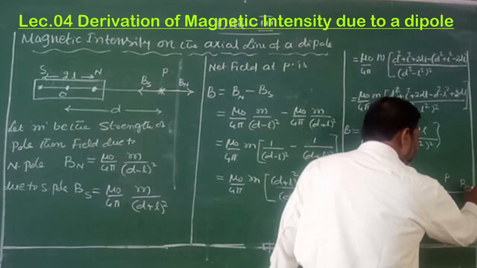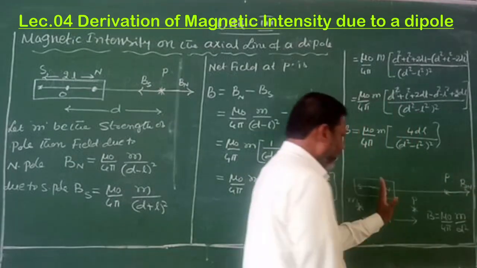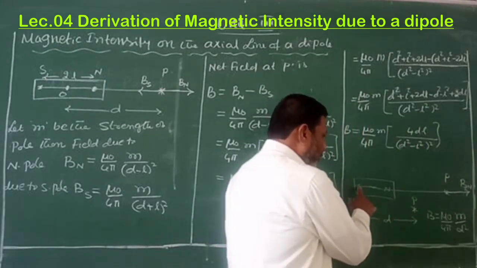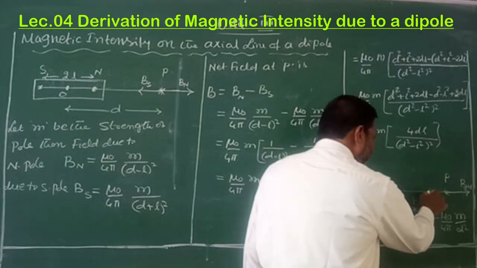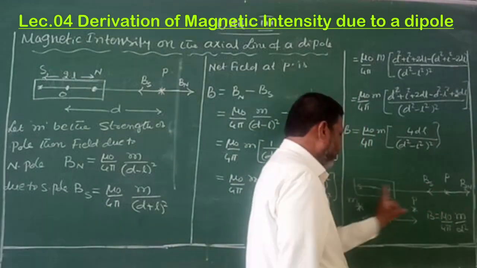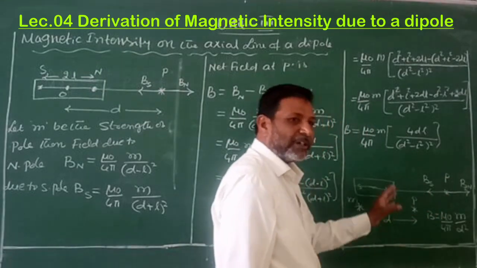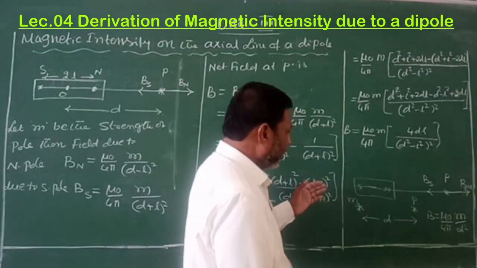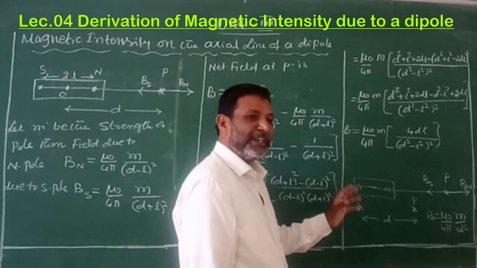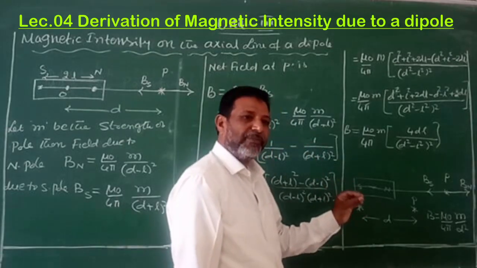This is the B N. The intensity due to the north pole is away from the north pole, and due to the south pole is towards it. That means then what is the direction? Now these are the important points we come across in the derivation of the formula of the magnetic intensity on the axial line of a dipole.